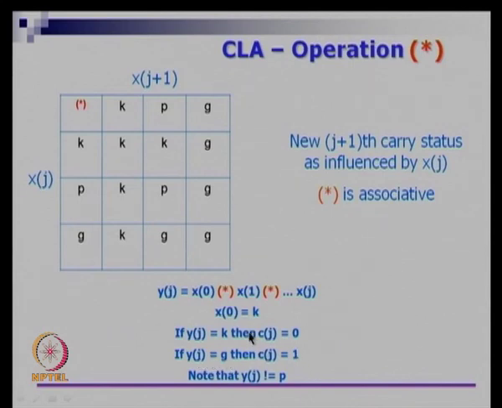Note that when you finally finish, y of j cannot be a propagate, because at the end you will always have either a kill or a generate, since you are propagating something that is coming from the previous side. At the end you anyway have x of 0 is k. So in the worst case, even if you have a series of propagates, at the end you have a k, so it will be a kill in that case.